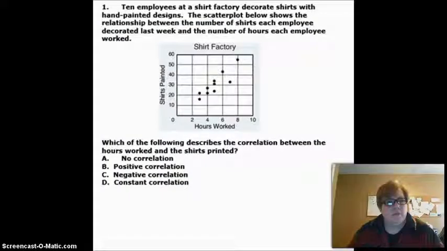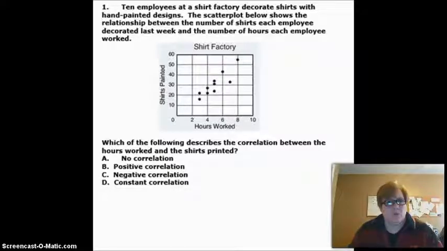Okay, so 10 employees at a shirt factory decorate shirts with hand-painted designs. The scatter plot below shows the relationship between the number of shirts each employee decorated last week and the number of hours each employee worked. So here we have hours worked versus shirts painted at our shirt factory. Which of the following describes the correlation between the hours worked and the shirts printed? No correlation, positive correlation, negative correlation, or a constant correlation.